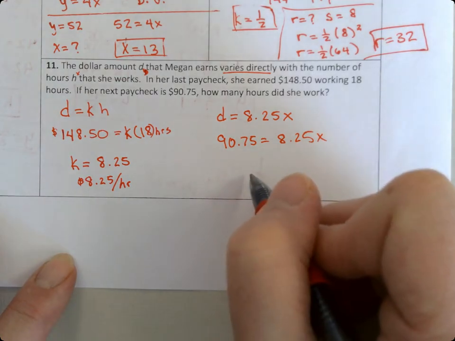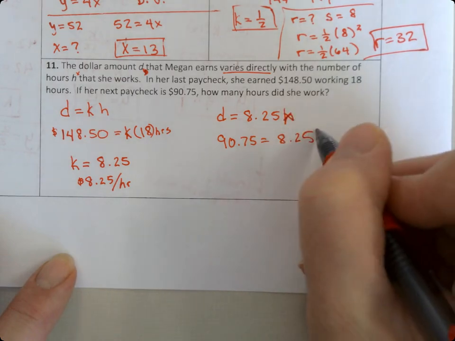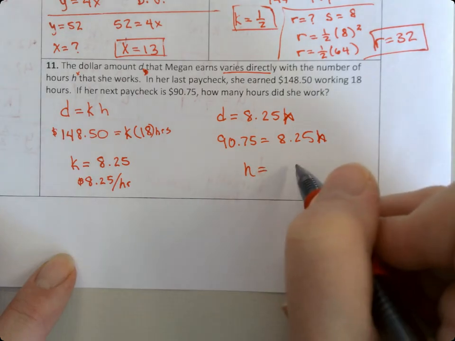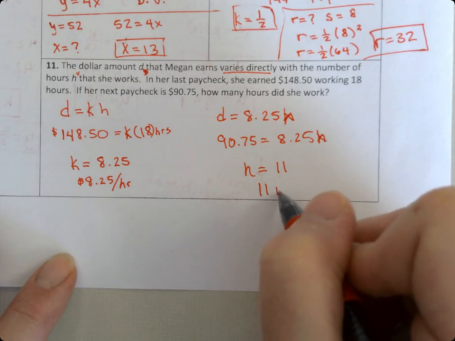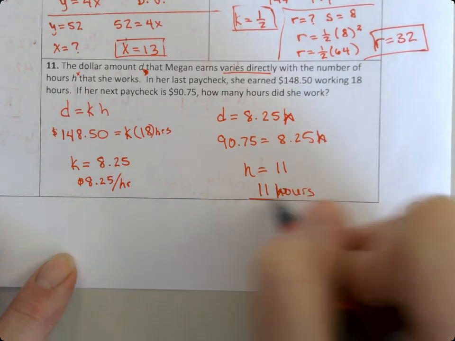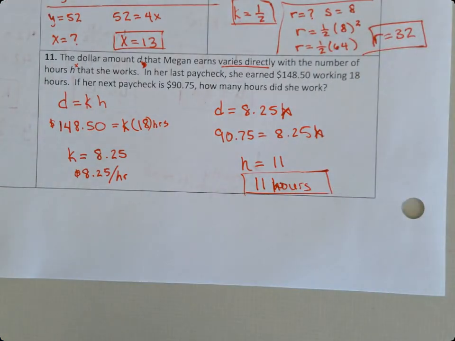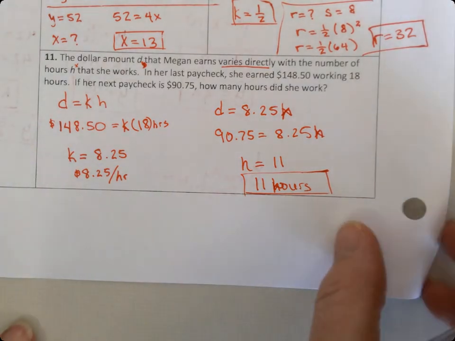Divide both sides by 8.25. And what do we need? H. We use this as H. What does H equal? It equals 11. And then because it's a word problem, you're going to say 11 hours. But it already knows that it's hours. You're going to write it because that's how we roll. 11 hours.